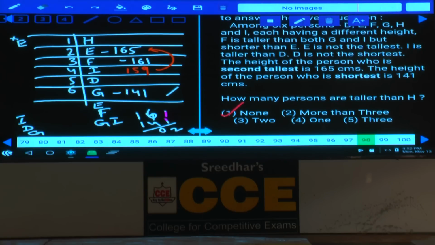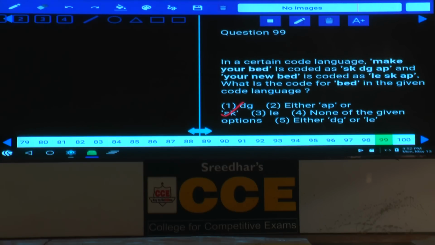Then question number 99, now it is based on coding and decoding. Make your bed is coded as SKDGAP and your new bed is coded as LESKAP. Now SKAP is also SKAP, isn't it? Two codes are common. Tell me what are the words which are common here? Your and bed are the two words which are common.